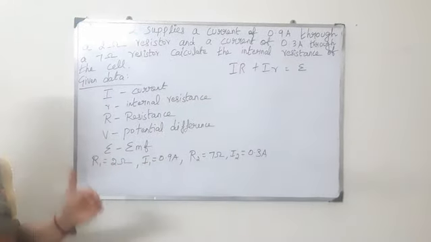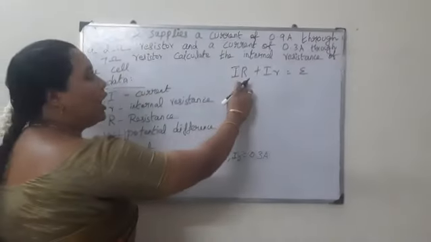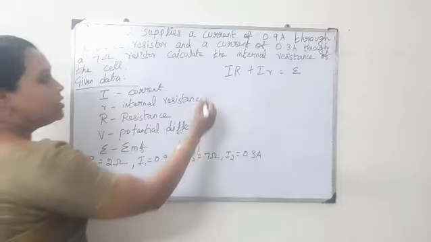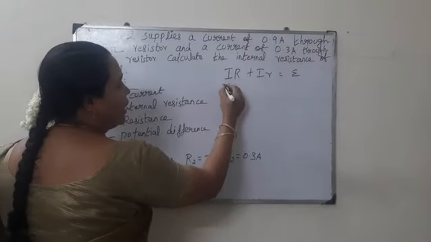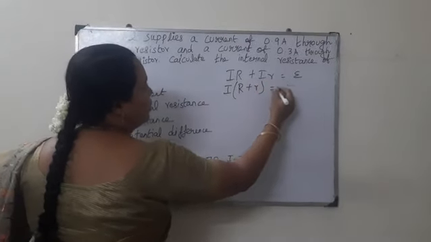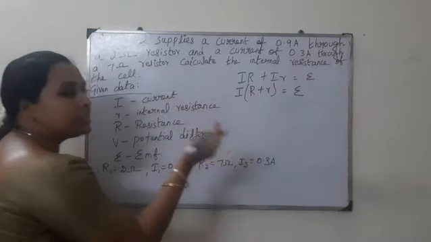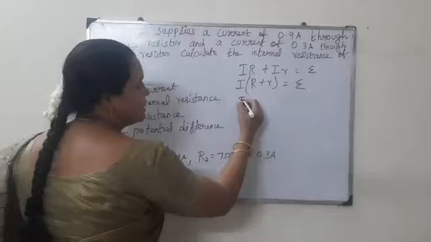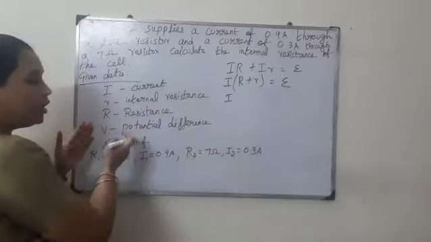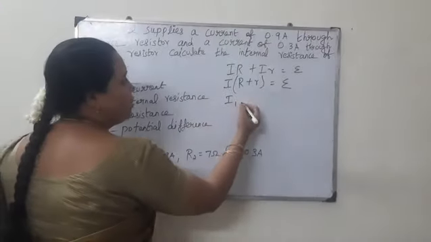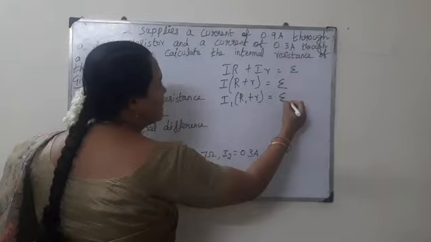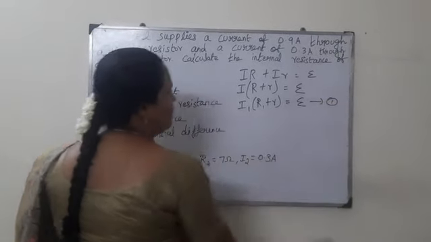So in that we have a formula like this, I into R plus I into r is equal to E. E is nothing but EMF. So now using this formula, we can take I as a common outside. So we will have I(R plus r) is equal to E. Now this formula we are not changing, we are just adding some terms. That is, we have here two different currents. So I1 into (R1 plus r) is equal to E. Take this as the equation number 1.